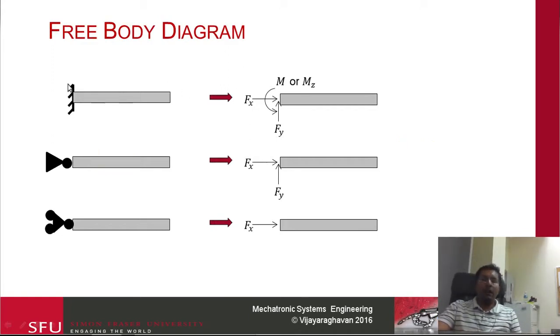So essentially if you have this kind of a constraint, you replace it by the x and y force and a moment force, a moment. This one gets replaced by an fx and an fy, and this one gets replaced by an fx.